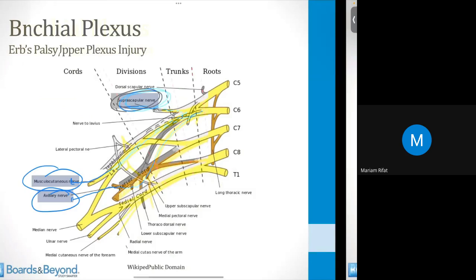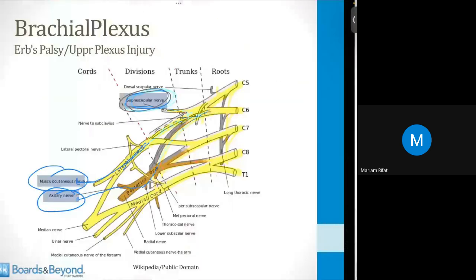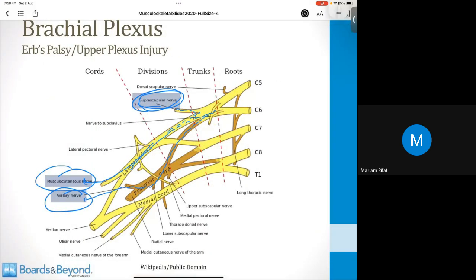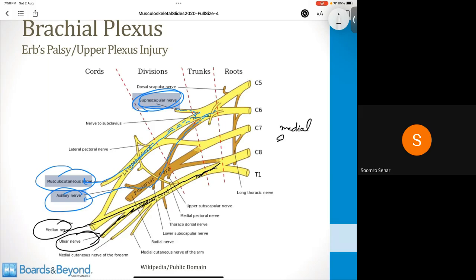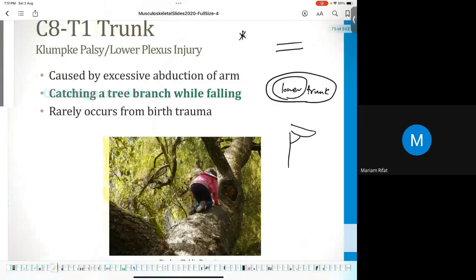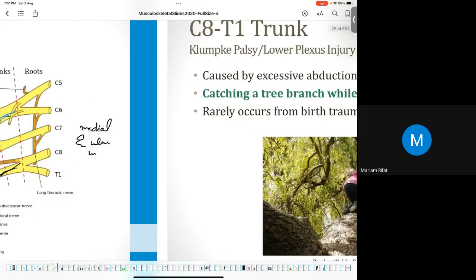So this is basically your lower trunk. The lower trunk gives rise to your median nerve and your ulnar nerve. Am I right? Yes, median and ulnar nerve. So now let's discuss, if the median and ulnar nerves are gone in an inferior trunk injury, or lower trunk injury, what would happen?